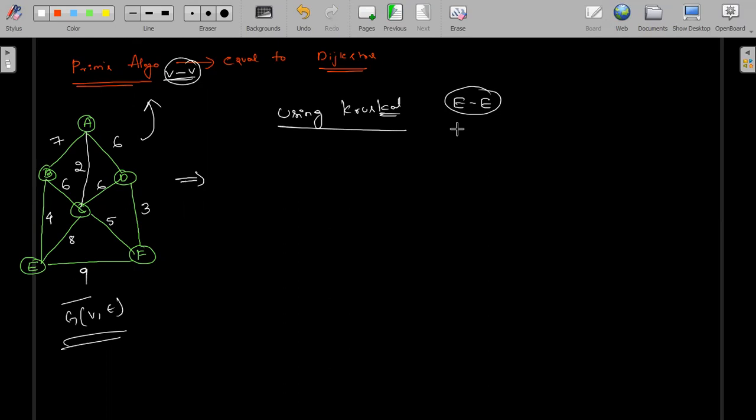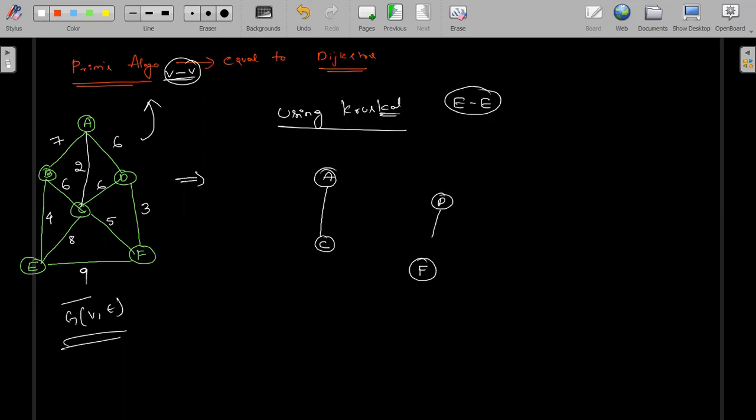So edge by edge is nothing but which is the minimum edge in this? A to C. Take the minimum. A to C. Yes or not? A to C is done. Which is the minimum again? See here. 2 is done. Again F to D.